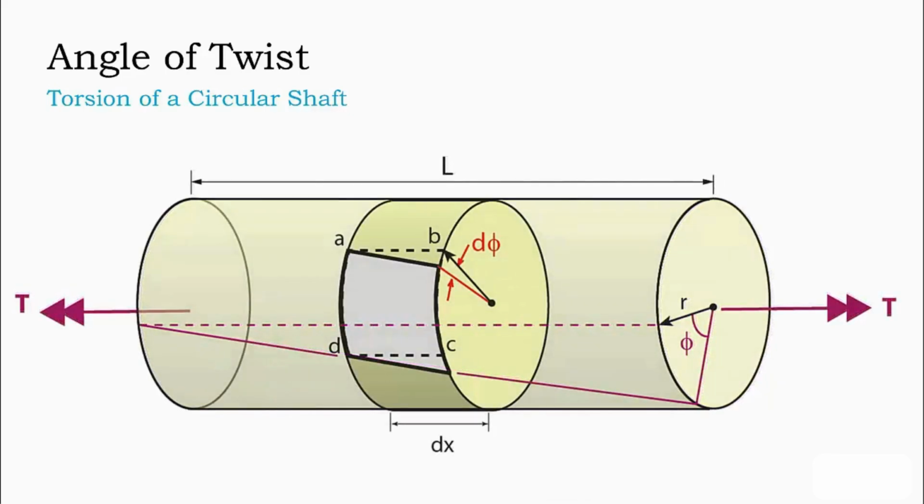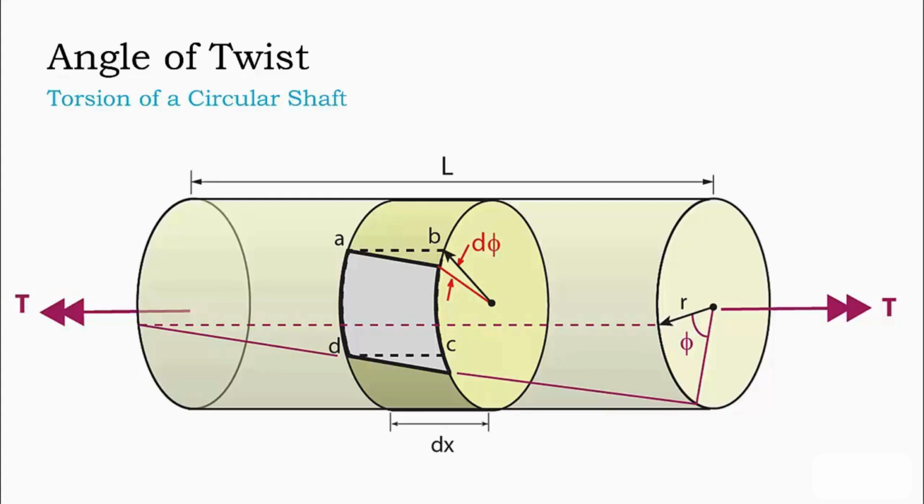If we once again look at a small increment of length of the shaft, dx, we can see once again our element of pure shear deformation. Associated with this pure shear deformation is a small angle of twist. The cross-sectional plane containing side CB rotates through an angle of twist relative to the cross-sectional plane containing side AD. This angle of twist is denoted d phi in the figure shown here.